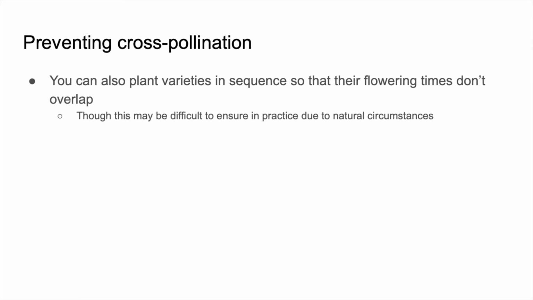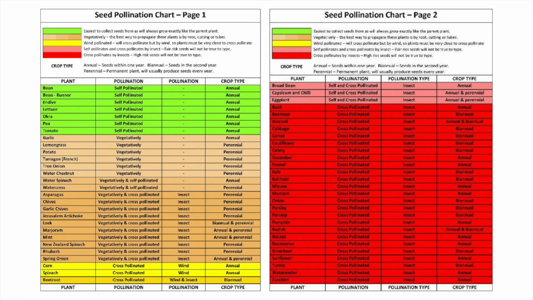And finally, you can also plant varieties in a sequence so that their flowering times don't overlap. Now, this may be difficult to ensure in practice due to natural circumstances. The flowering times may be inconsistent, it depends on the weather, so it may not work 100% of the time. I found this table on the internet, but I couldn't verify its source, so it's here mostly for illustration and as a high-level guide of different methods of pollination for various plants, which can then inform the considerations you may need to make for seed saving.